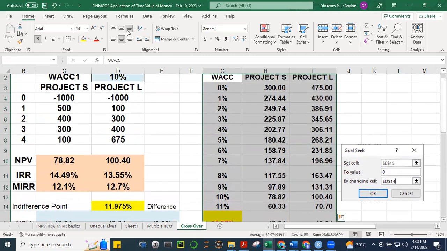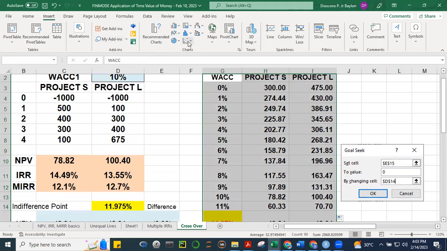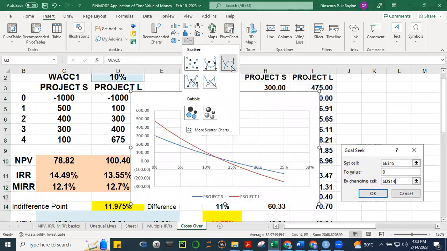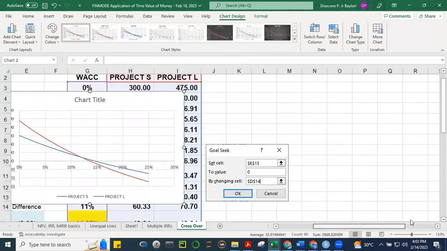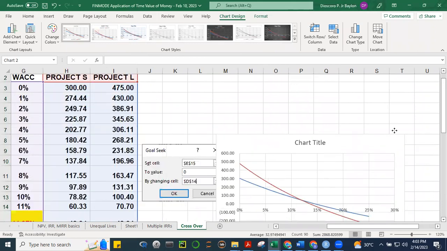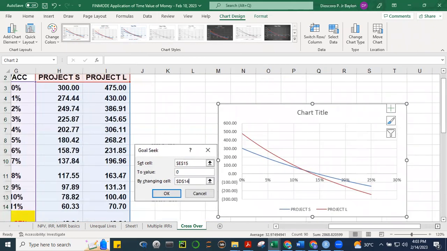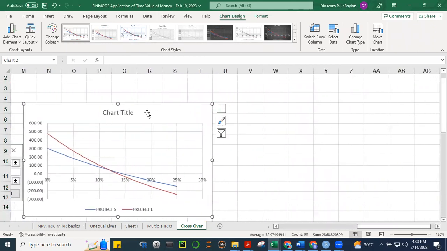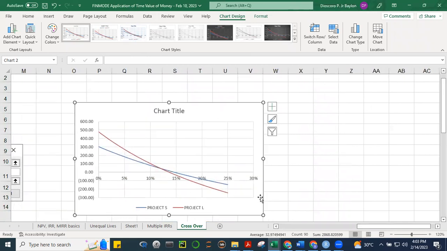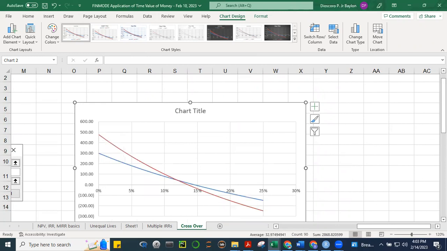Okay, and then insert, and then here insert this one, plot natin. Yan. I'll let you finish this, class. All right. So medyo ayusin na lang to.